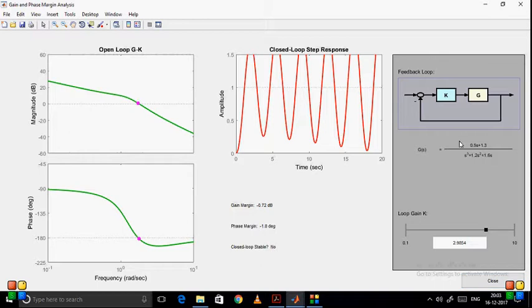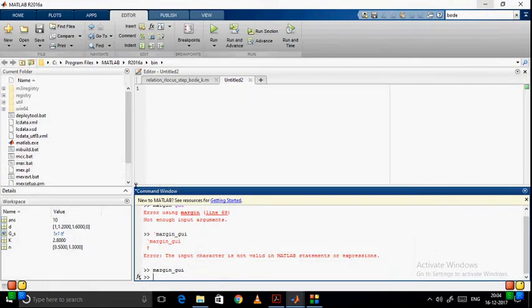I am trying to take this transfer function. Remember, the transfer function that I am going to take is (0.5s + 1.3) divided by (s cube + 1.2 s square + 1.6 s). The numerator coefficients are 0.5 and 1.3, and the denominator coefficients are 1, 1.2 and 1.6, which are required for my programming.